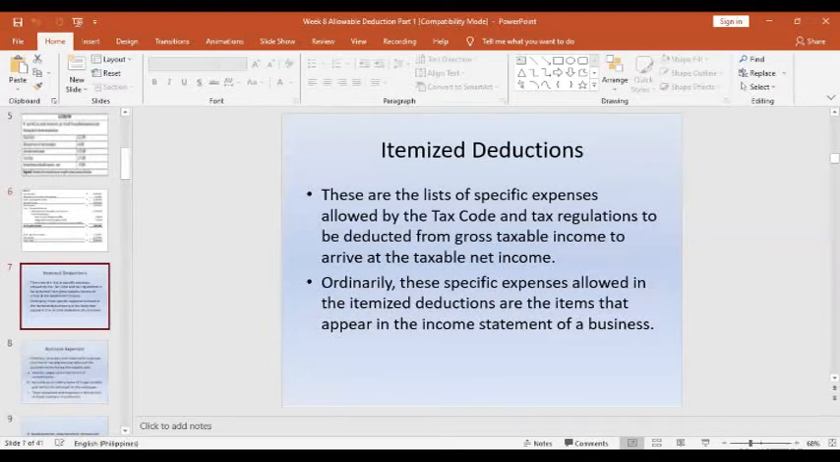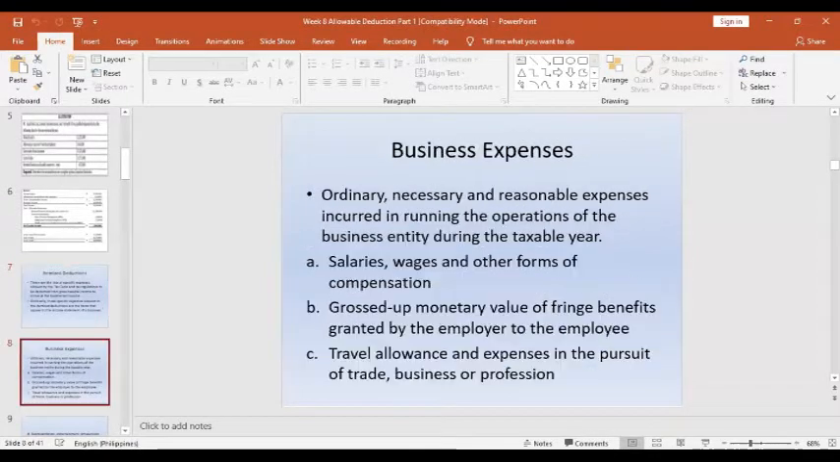Okay, so let us proceed now to the itemized deductions. The itemized deductions are the itemized expenses or the group of expenses which are allowable deductions to the gross taxable income, which is allowed by the National Internal Revenue Code of the BIR. And these itemized deductions are specific expenses which appear in the income statement of the business. And let us proceed now to the first part. As I've said, what are those itemized deductions that can be discussed on the first part?